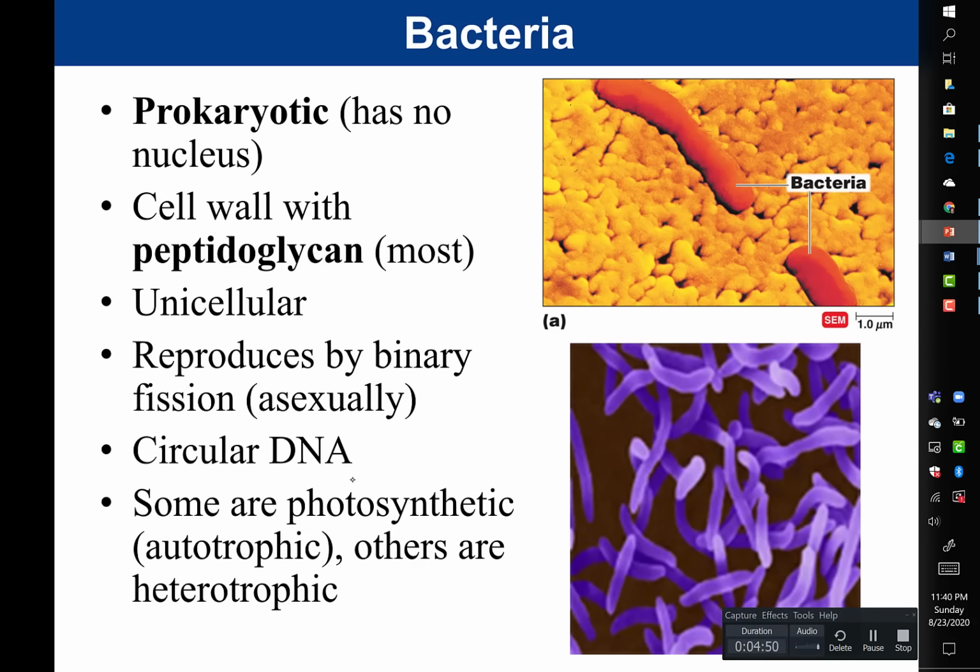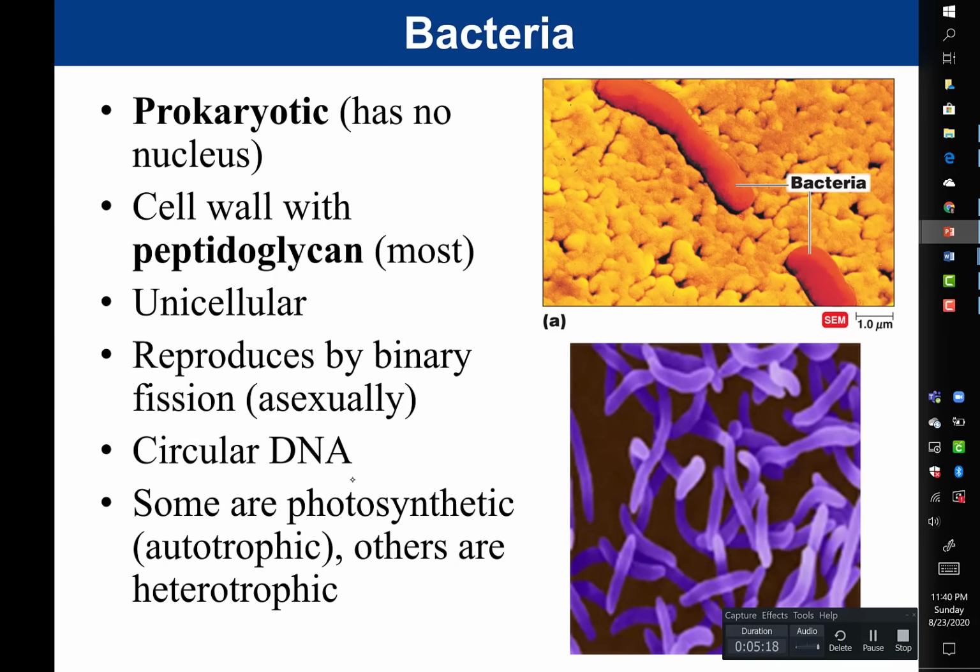So we are going to go through and talk about the different characteristics for these different organisms. And so we're going to start with bacteria. Bacteria are prokaryotic. Again, that means these are cells that lack a membrane-bound nucleus. So they have no nucleus. They have a cell wall, and that cell wall is usually made of peptidoglycan.